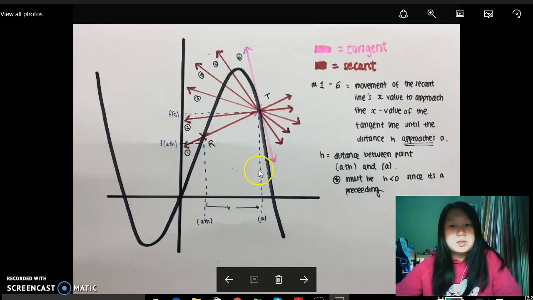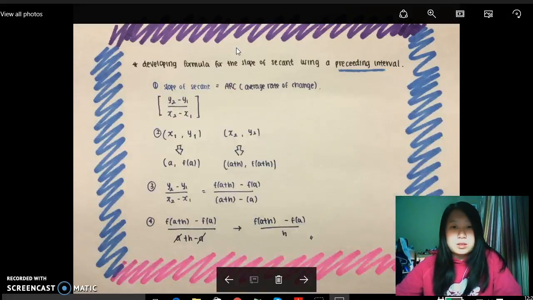Here we can see that the secant is moving closer and closer to the tangent, but it will never be the same graph as the tangent. Their distance will approach 0, and since this is a preceding interval, h should be less than 0. And hence it will increase and increase until it approaches 0.